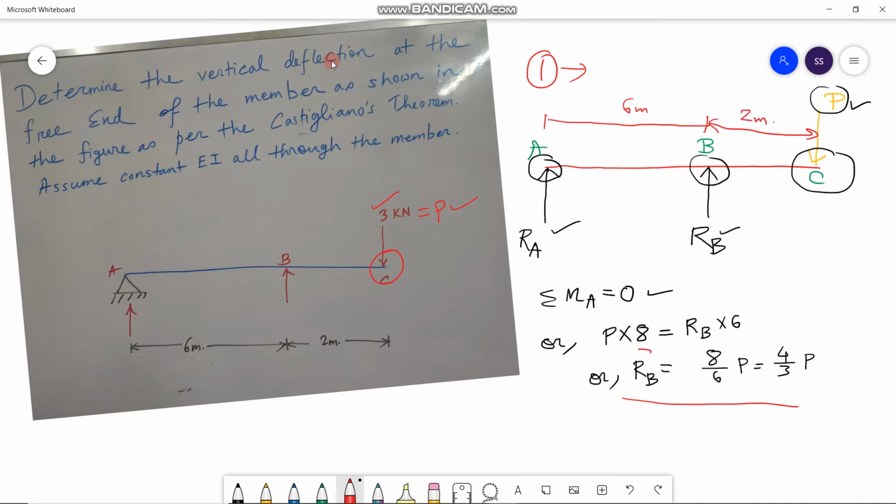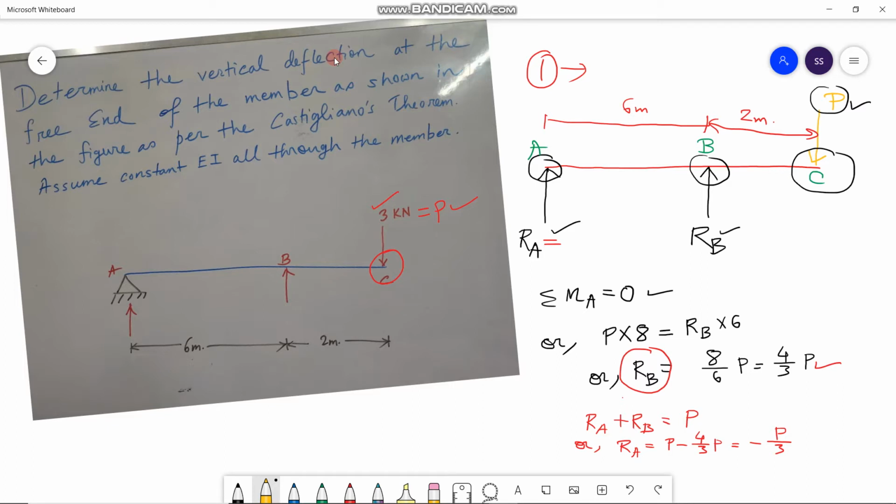So we get RB equals 4 by 3 P, and now we have to calculate RA, that means the reaction force working at point A. So we have RA plus RB equals P. Already we have calculated RB equals 4 by 3 P. So from that calculation we get P minus 4 by 3 P. That means RA equals minus P by 3.